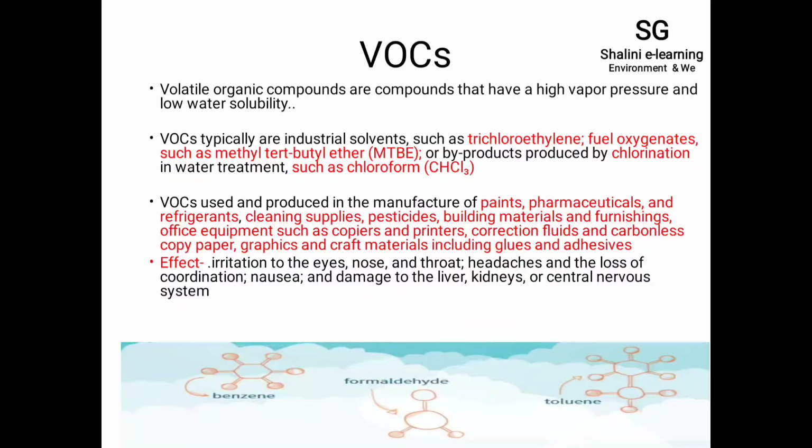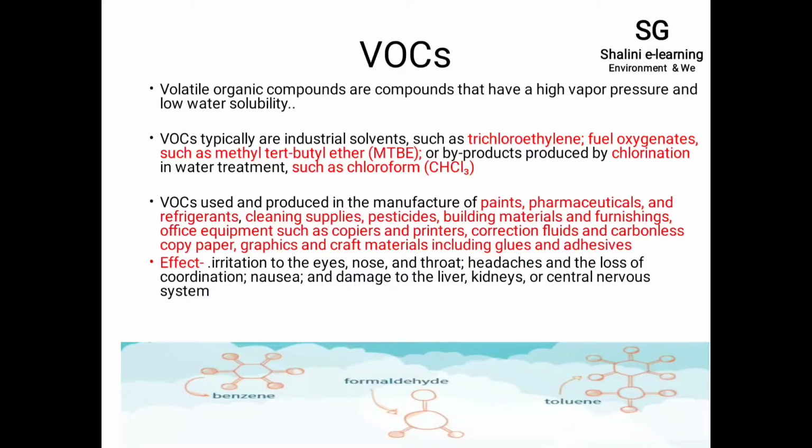These are chemical organic compounds which have high vapor pressure, low boiling point and low water solubility, and they are categorized into hydrocarbons. The examples could be aliphatic or aromatic hydrocarbons with long chains. The simple aromatic compounds include benzene, formaldehyde, toluene, xylene, etc. The other group includes industrial solvents like trichloroethylene, fuel oxygenates like methyl tertiary butyl ether, MTBE, and byproducts produced by chlorination in water treatment, such as chloroform.